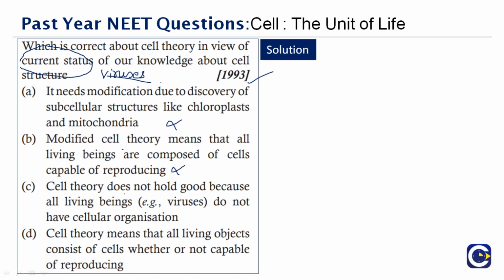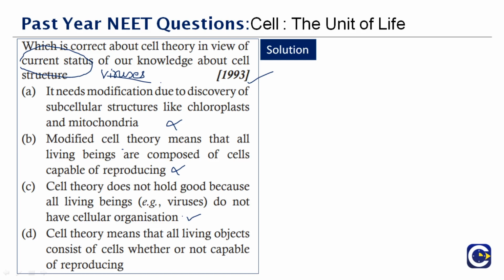Now look at the third one. Cell theory does not hold any good because of all living beings, especially viruses which do not have a cellular organization. Now this is the right answer. As we all know, virus neither belongs to prokaryotes or eukaryotes, right? They possess a cellular machinery which sometimes contains DNA, which sometimes does not, which sometimes contains an RNA. So when there is no proper cellular organization, it is very hard for us to classify them and to tell them this is what they are, right?